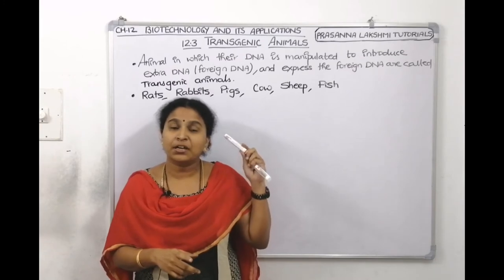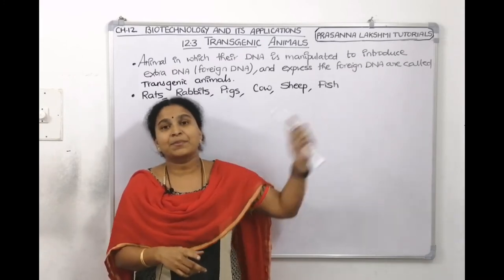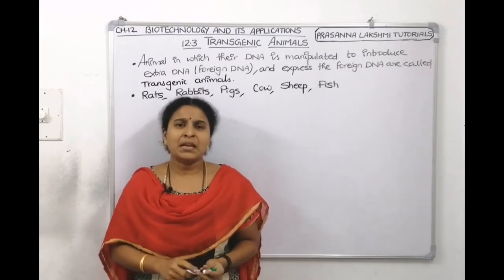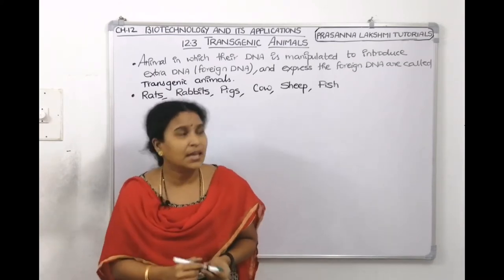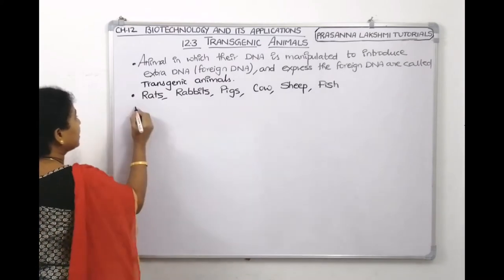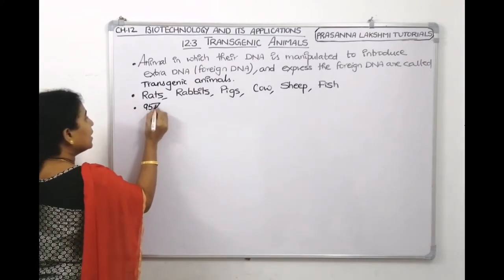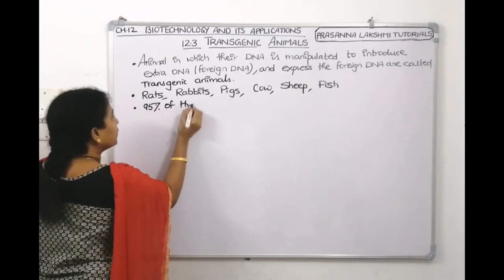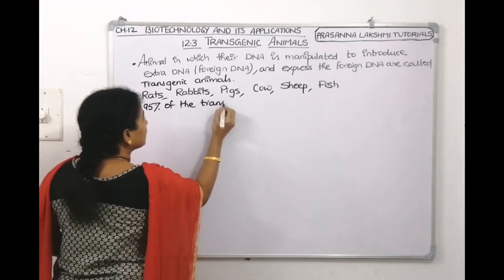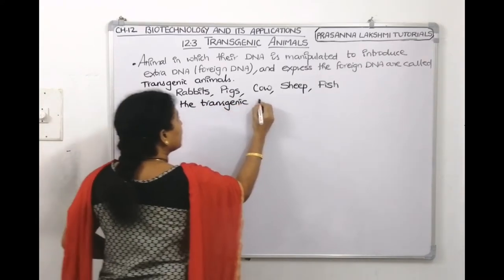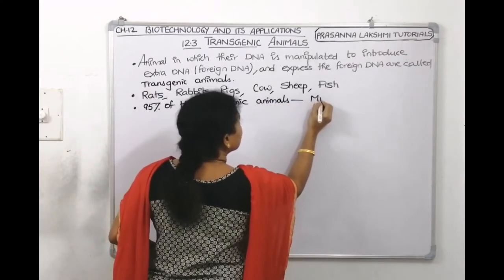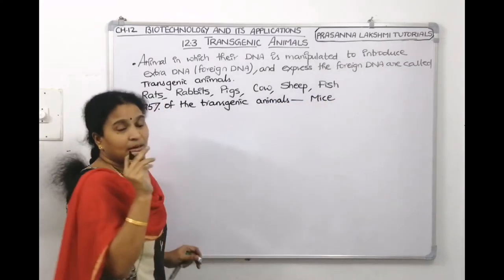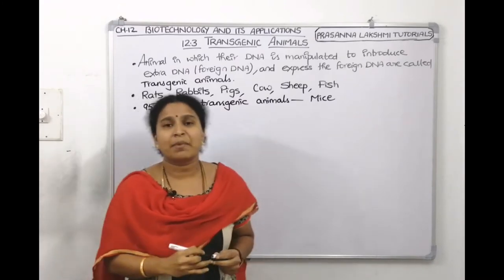Even though there is the possibility of producing so many types of transgenic animals, 95% of the transgenic animals are mice only. Even though there are so many examples, the next point is that 95% of transgenic animals are mice only.